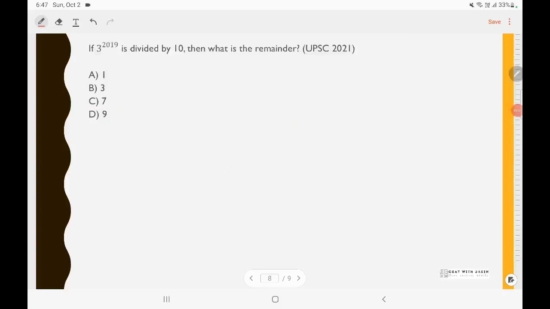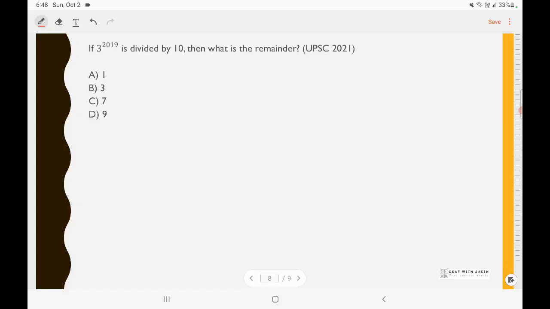Okay, so now let us take another example. If 3 raised to 2019 is divided by 10, then what is the remainder? You can use the remainder theorem in order to solve this question. If you want to find out how to solve this question using the remainder theorem, you can go to the video on remainder theorem. Here you can also use the cyclicity of power. So I am going to use the cyclicity of power in order to solve this problem.